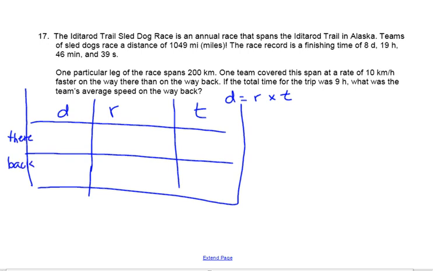If the total time for the trip was 9 hours, what was the team's average speed on the way back? So let's fill in what we know. What do we know about this trip so far? 200 kilometers on the way there and on the way back. Okay, now what else did they give us information about? It was a total of 9 hours. That's a total. So there and back added together is going to equal 9.